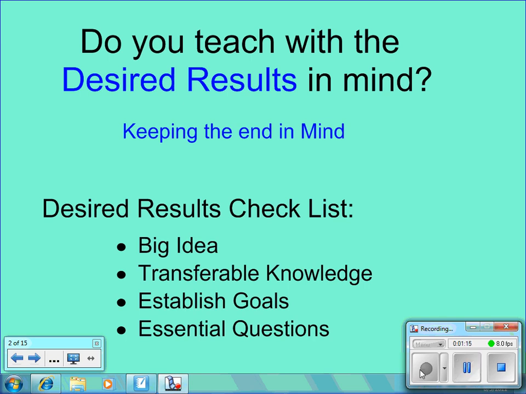Let me demonstrate to you a short lesson that incorporates some of the major tenets of desired results. Take a moment and pay close attention to my students' responses to a set of photographs.